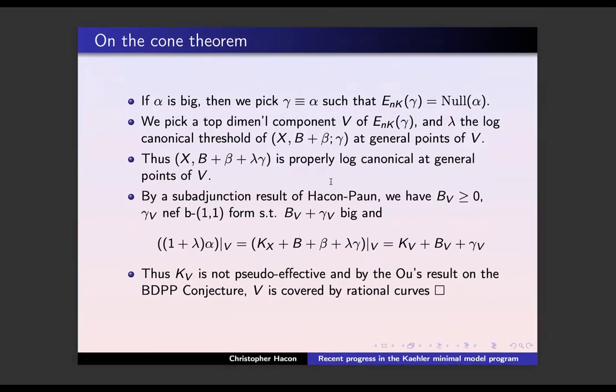Essentially, to summarize, if your class alpha is not Kähler, then the null locus will be non-empty. We use the null locus to create some log canonical center, and since it's the null locus, the whole class will not be big, and so if the boundary is big, then K_V cannot be pseudo-effective. There must be many rational curves. That's the conclusion.